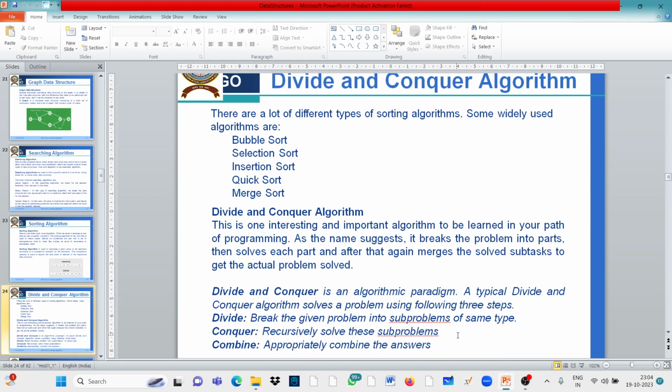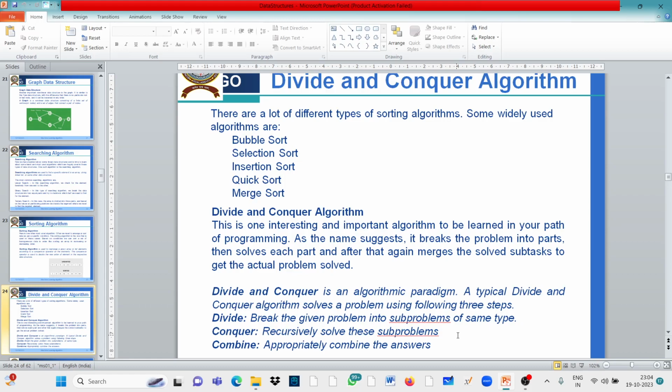Now the divide and conquer algorithm, this is one interesting and important algorithm to be learned in our programming. As the name suggests, it breaks the problem into parts, then solve each part, and after then again merge. That is divide and conquer. First divide, then you sort it, then concatenate or merge it, like that. Okay, this is divide and conquer.